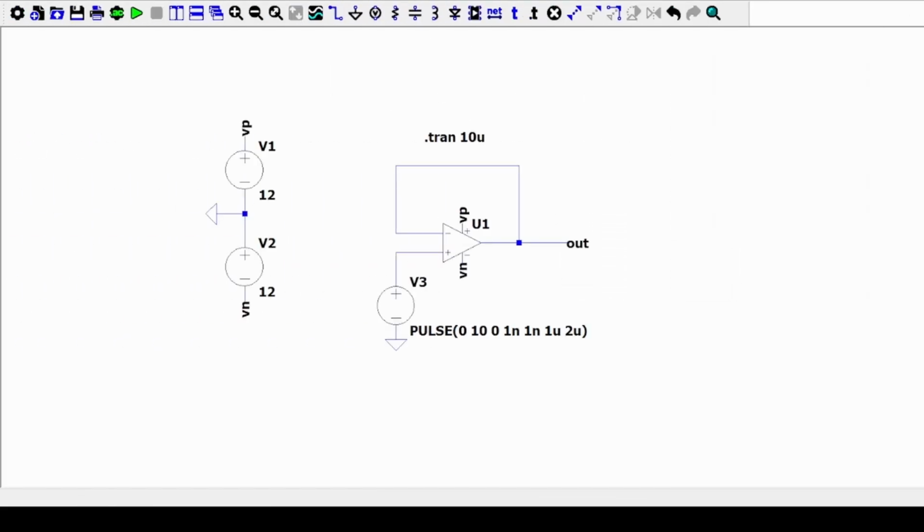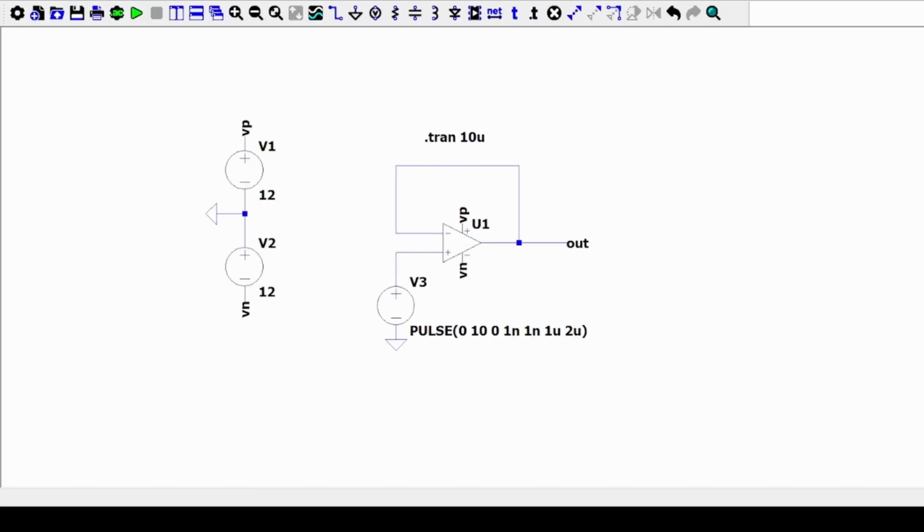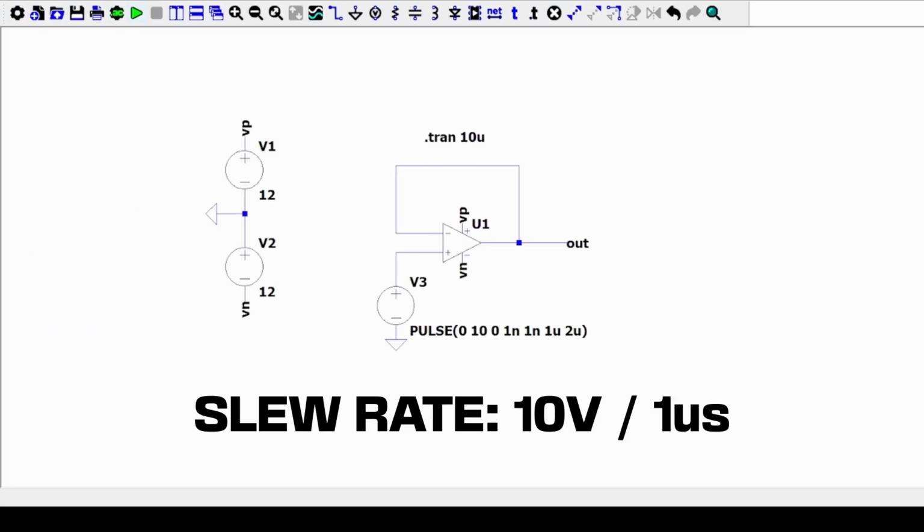Let's look at an example of slew rate limiting in action. To make this simple, I have a buffer op-amp circuit where the gain is 1 and no amplification occurs. My input signal is a square wave that goes from 0 to 10 volts in just 1 microsecond and periodically switches off and on forever. The slew rate of this particular op-amp is 10 volts per microsecond.